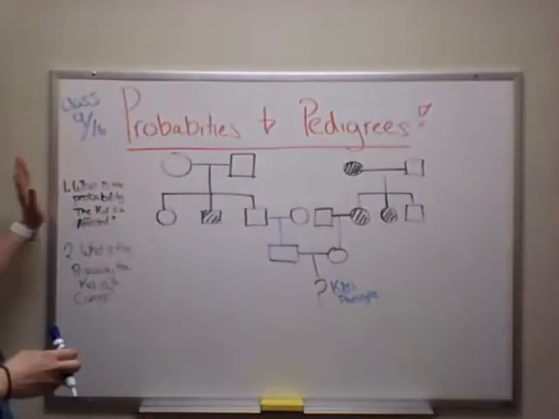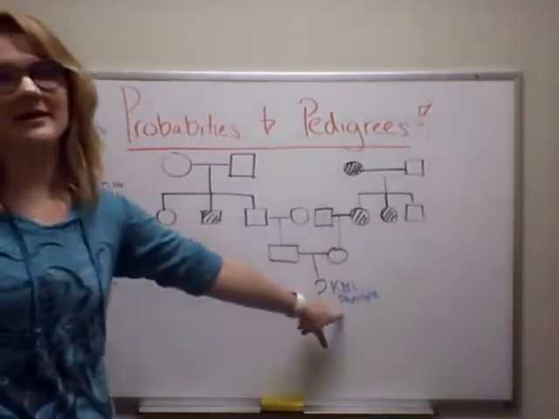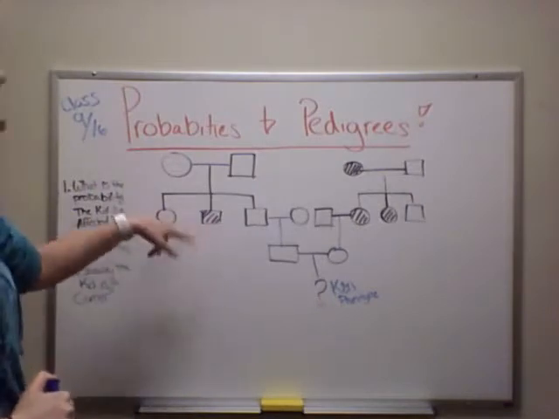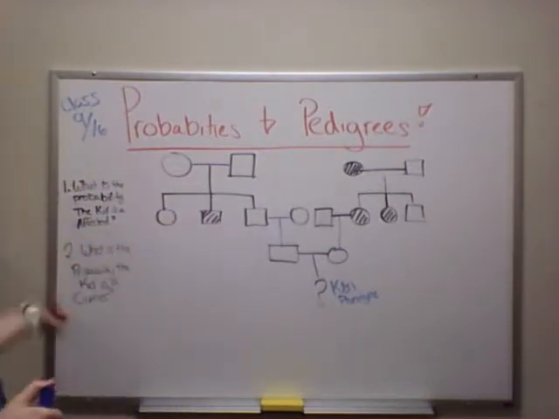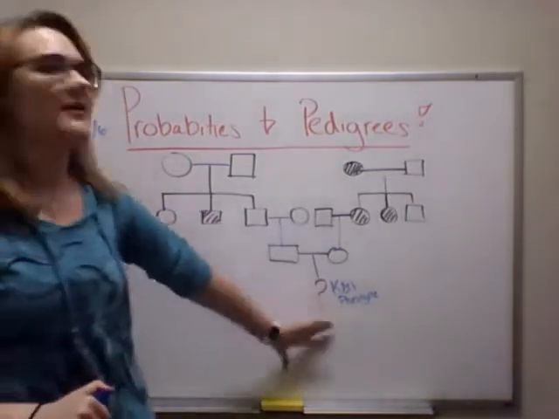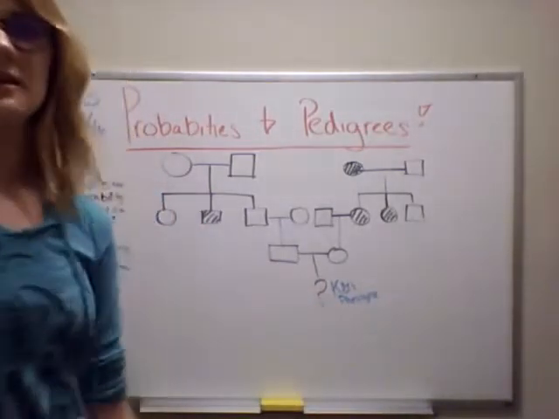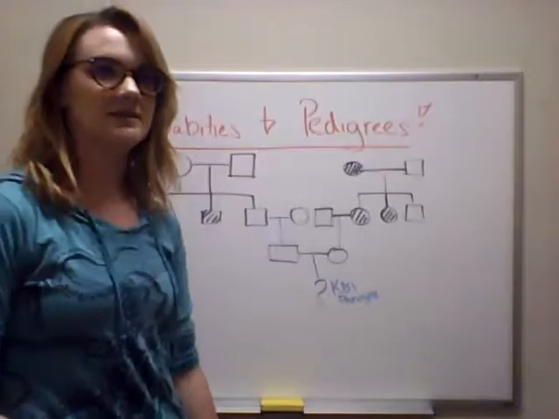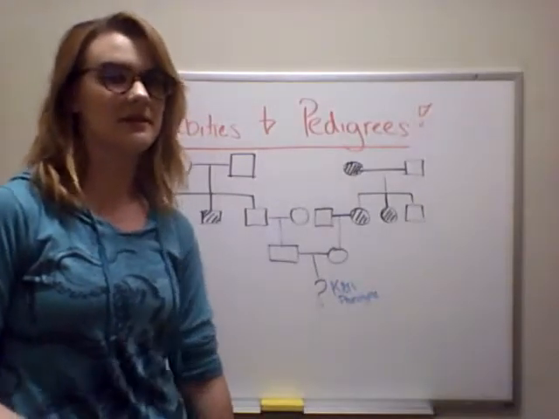First part of the problem is, what is the probability that the kid at the bottom of the pedigree is affected with this recessive trait? And the second part of the question is, what's the probability the kid is a carrier for this recessive trait? So the first part of this problem, like we went over in class, is to figure out everyone's phenotypes.